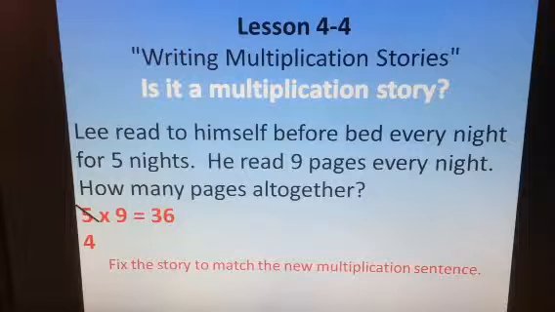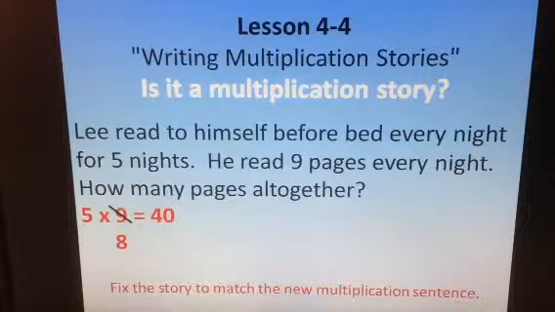What would happen if we changed one of the numbers? Instead of making this a 5 times 9 problem, what if it was 4 times 9? How could you change the story to match the new sentence? Students knew that you would change the 5 in 5 nights to 4 nights. Lee read to himself before bed every night for 4 nights, not 5 nights. He read 9 pages every night. How many pages altogether? What if we changed the second factor from a 9 to an 8? Then the story would say, Lee read to himself before bed every night for 5 nights. He read 8 pages every night. How many pages altogether?